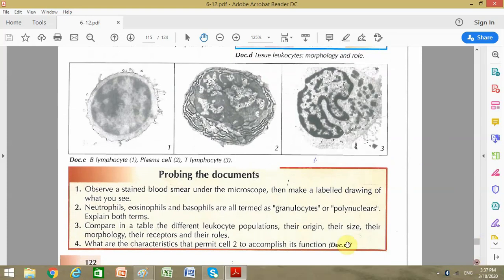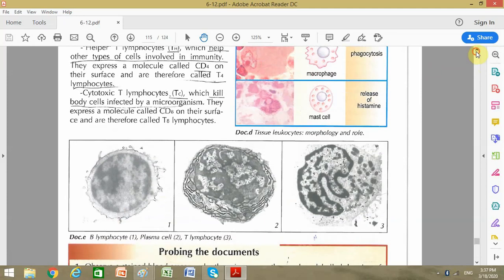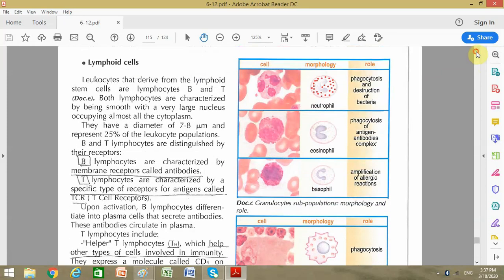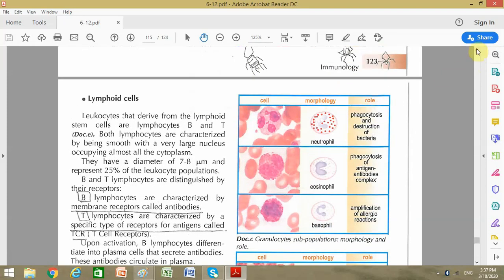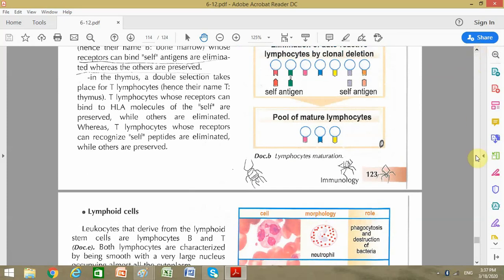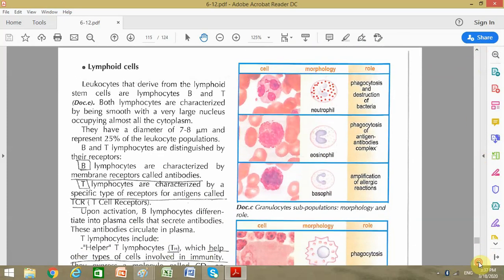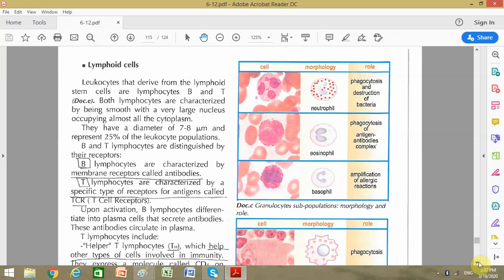Now, as a practice, you might try to solve Probing the Document part 3 in your book, page 122, to construct a table showing the different leukocyte populations, their origin, their size, their structure, their receptors, and their roles. And this information can be found in your book, pages 121 and 122. Now, this document might give you an impression that it is a bit hard. However, it is just an introduction for the immune response, and we need to be familiar with the names.